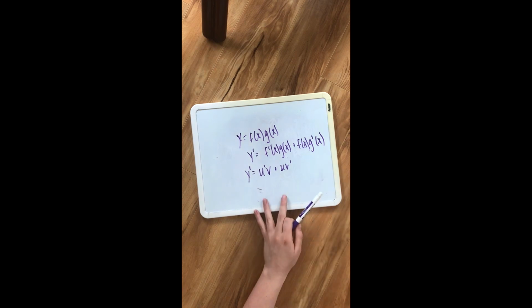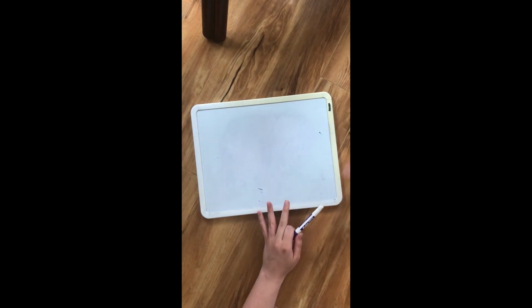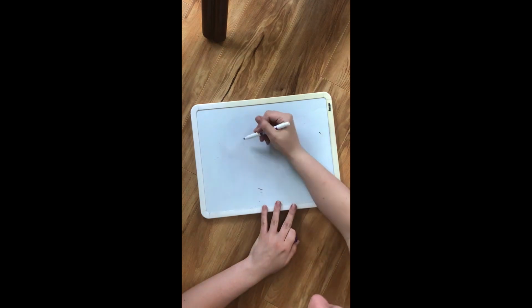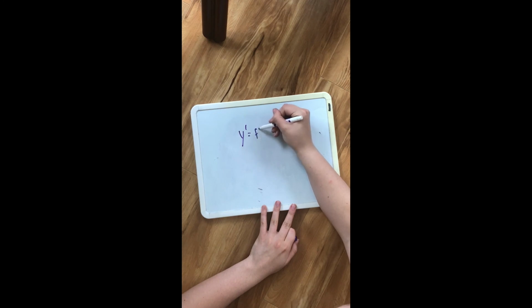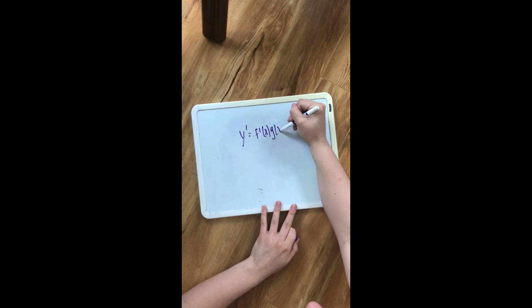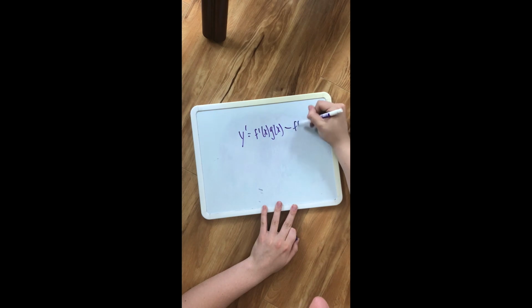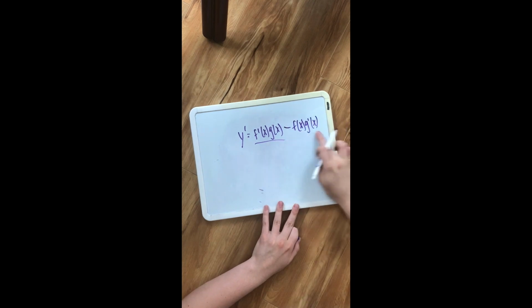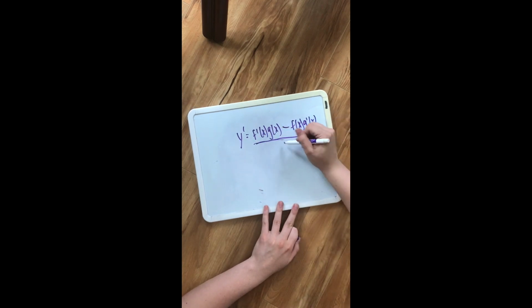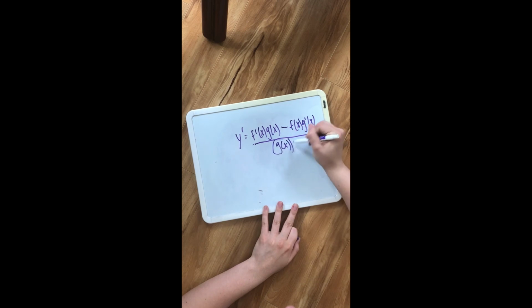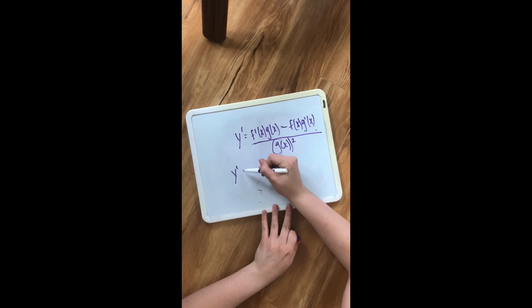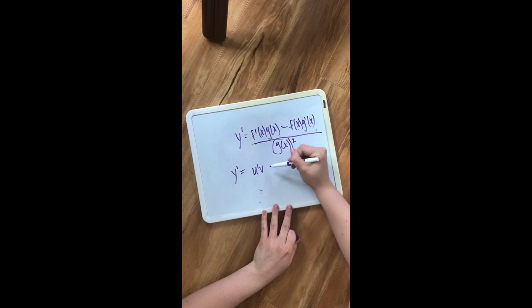Its counterpart is the quotient rule, which lets us find the derivative of two functions that are divided. For the quotient rule, y prime equals f prime of x times g of x, minus f of x times g prime of x, all over g of x squared, which can simply be named as u prime v minus v prime u all over v squared.